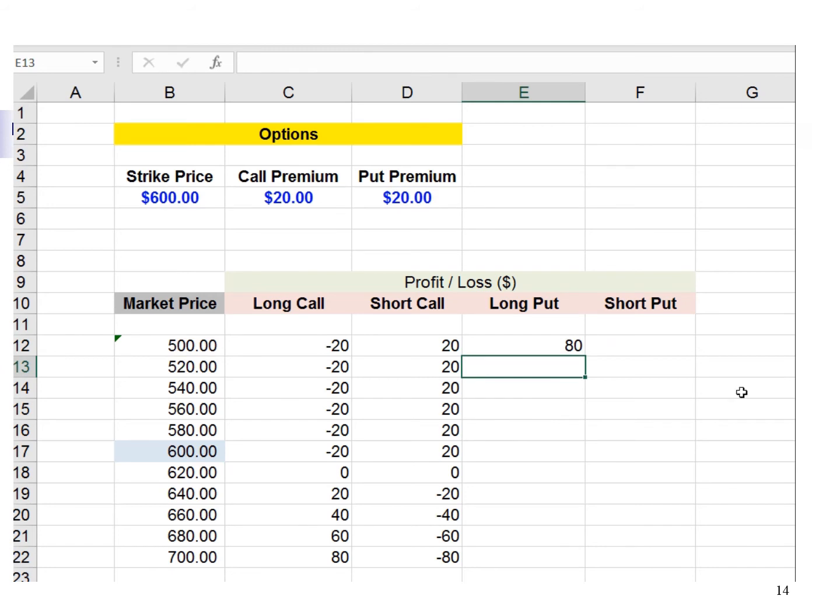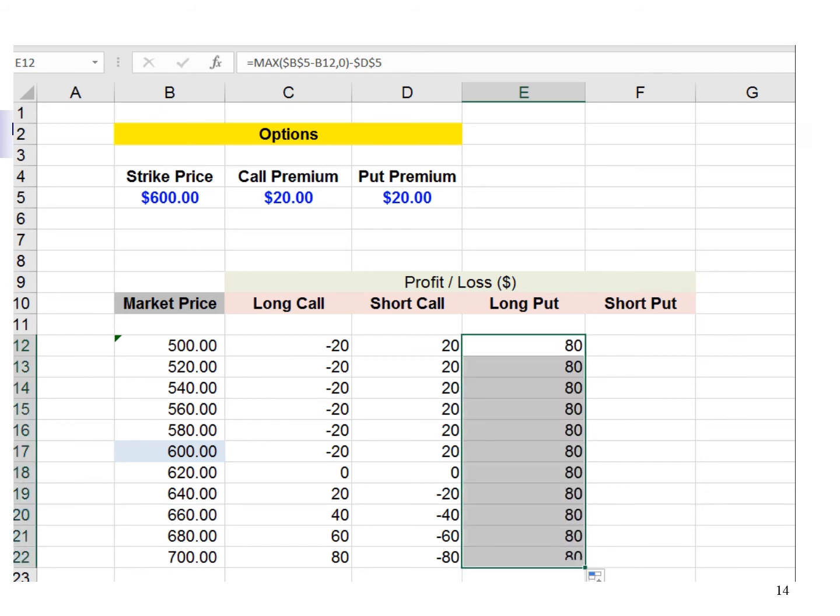Enter. And this is the profit when the market price is lower than the strike price. The profit of 80 is obtained from 600 minus 500, the price difference of 100, minus a put premium of 20. Therefore, the value is 80. I can drag all the way down to obtain the rest of the answer.